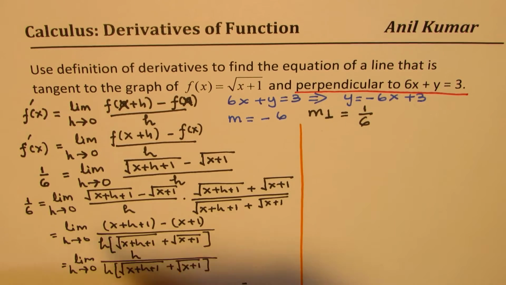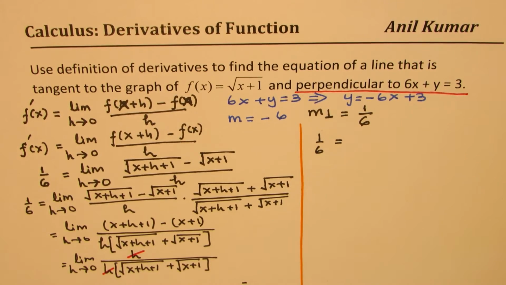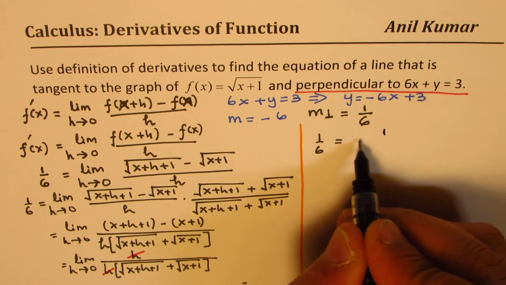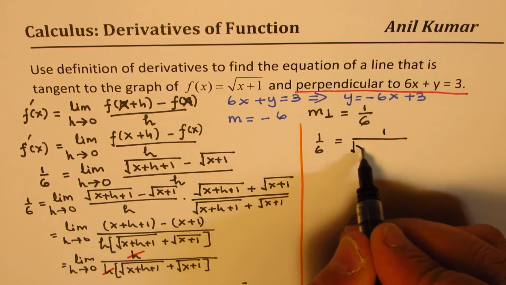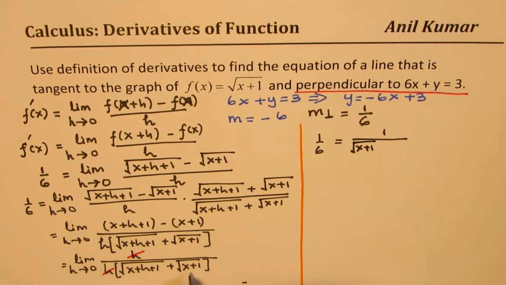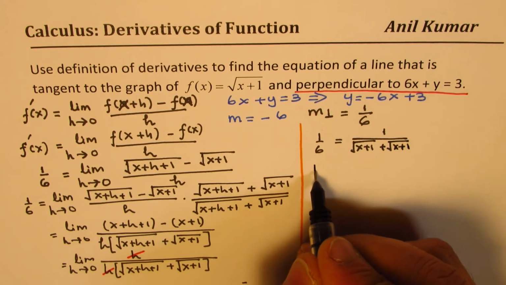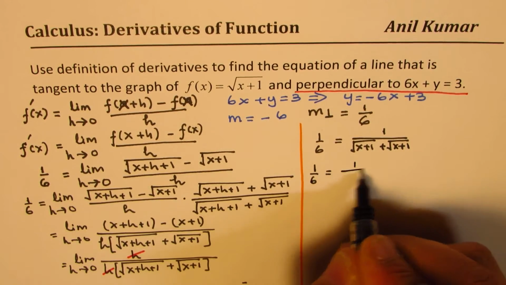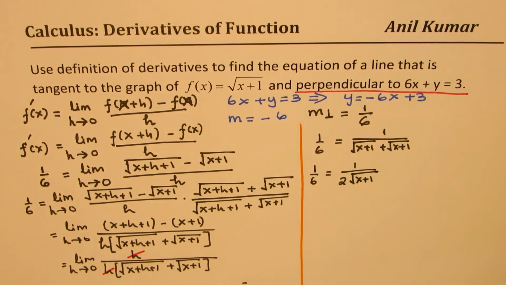So from here we can cancel h and h from numerator and denominator. So what we get here is that 1 over 6 is equal to, substituting h as 0, we get 1 over, here we get square root x plus 1, here also we get square root x plus 1, correct? So 1 over 6 is equals to 1 over 2 times square root of x plus 1, correct?